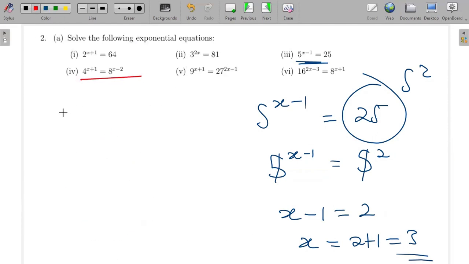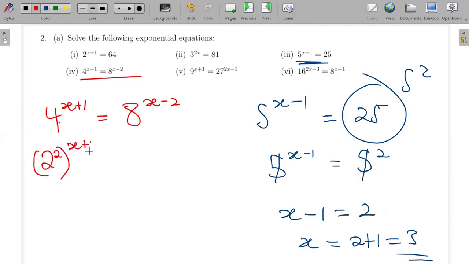So here we have 4^(x+1) = 8^(x−2). Here we can't make this 8 to be 4 power something, and we can't make this 4 to be 8 power something. So instead, we look for a common number. I know that 4 is the same as 2 to the power 2. This is my 4, and then I have x + 1 outside, equals to this 8, which is the same as 2 to the power 3, and then I have x − 2.